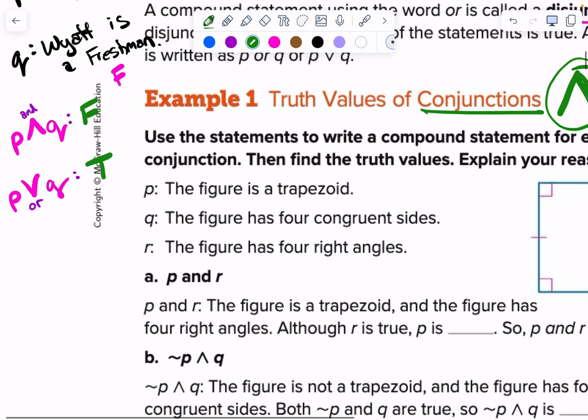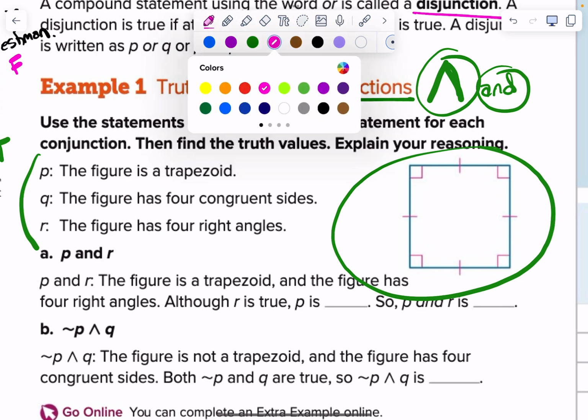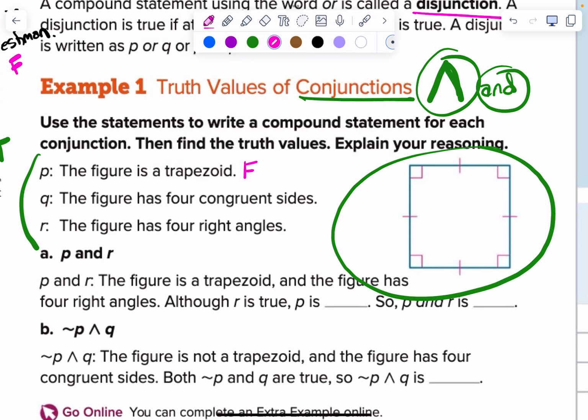All right, P is referring to this figure. We have 3 statements: P, Q, and R. P is the figure is a trapezoid. True or false? False. The second statement, Q, the figure has 4 congruent sides. What's congruent mean? Same. Does this have 4 of the same sides? Yes, that is true. R says the figure has 4 right angles. True or false? True. Label those on each one. False, true, true. Are we doing okay?